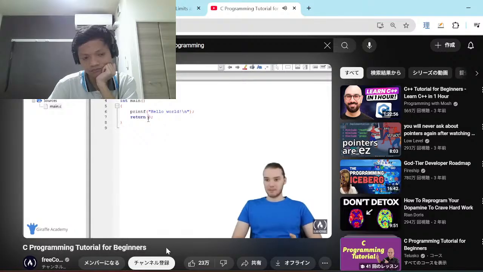So this is the program that we're given by default when we created our C project, and this is sort of like the simplest C program that you can write. Essentially what this program does is it prints out hello world onto the screen.